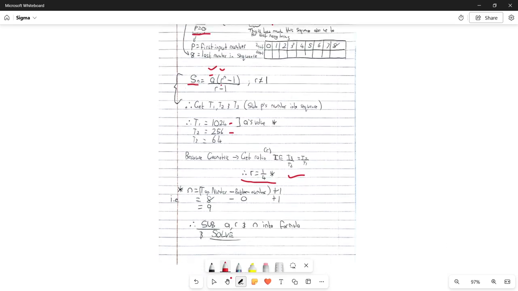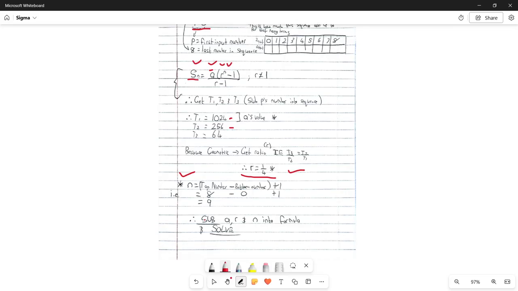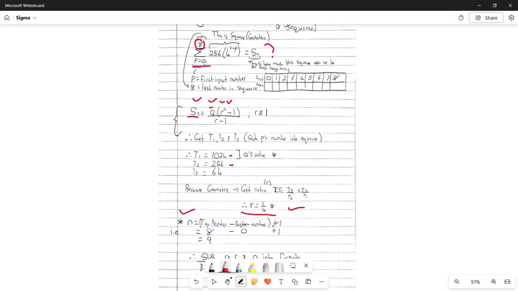Now that we have an A, we have an R, and we have an N, we're going to substitute our A, our R, and our N, these little ticks, into this equation to then solve for Sn. So we sub it in, we solve for it, and we move on.